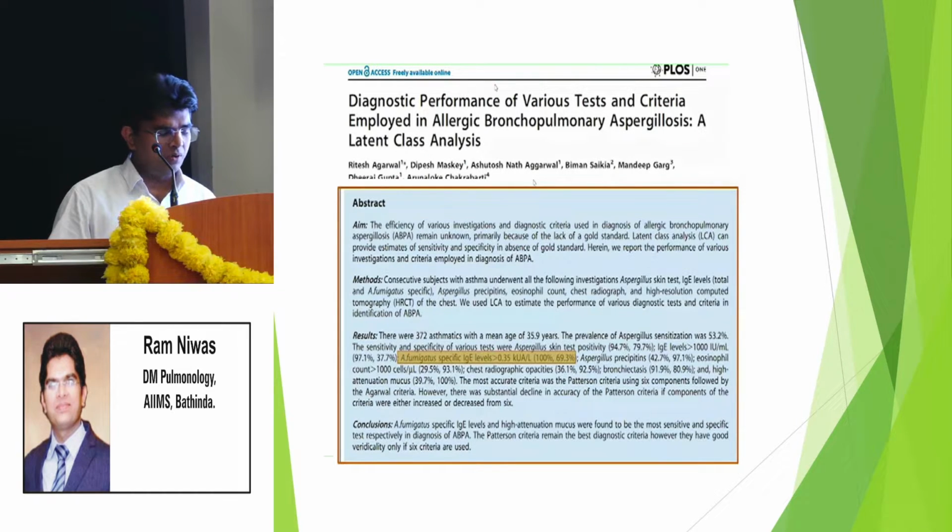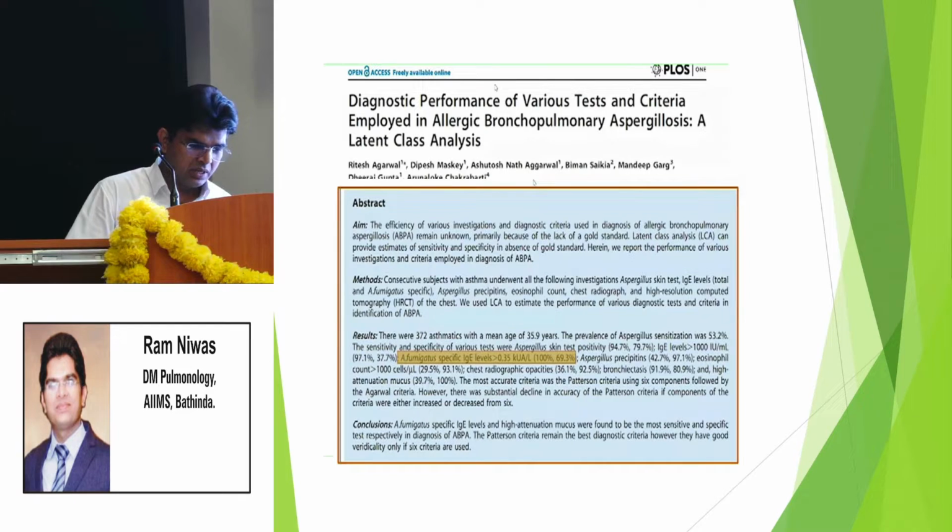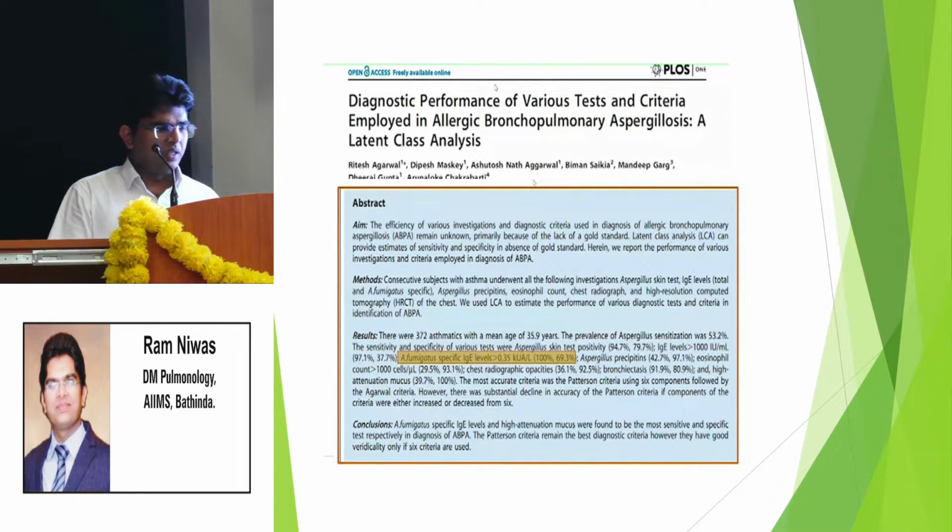If we talk about the most sensitive screening tool, then IgE specific to Aspergillus is the most sensitive test, and this is the study published from PGI. They have shown the diagnostic performance of various tests, and they have shown that if we take a cutoff value of more than 0.35 of IgE specific to Aspergillus, the sensitivity is almost 100%.